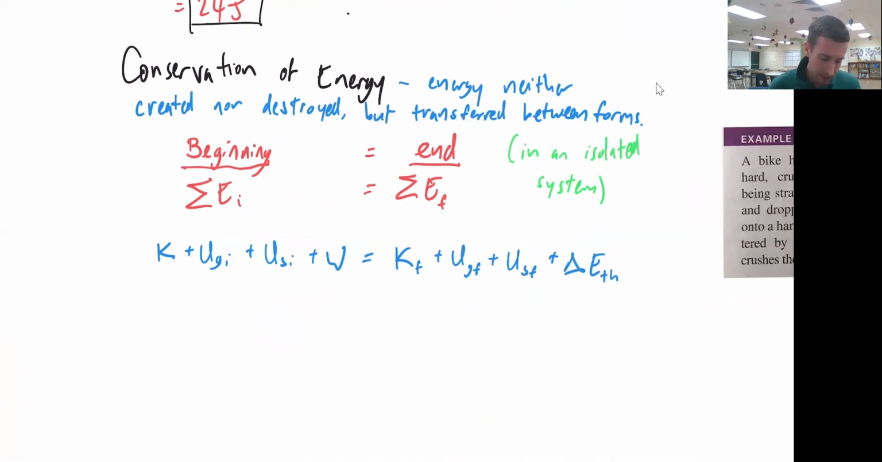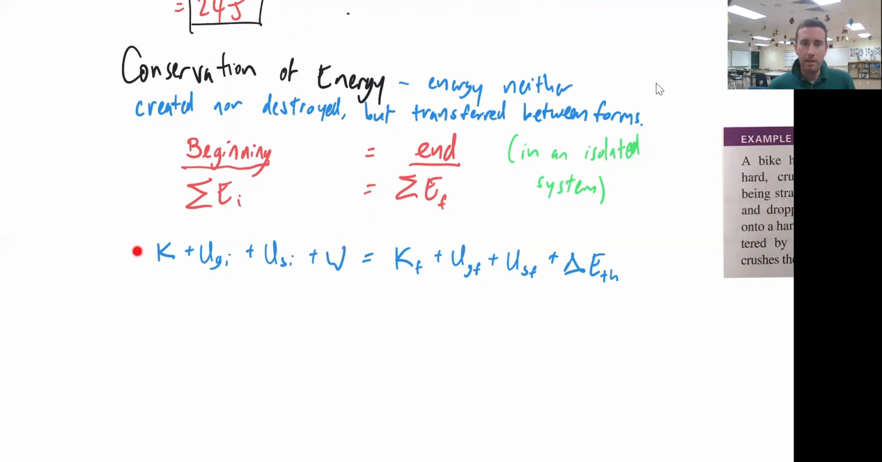So what this means is that in an isolated system, remember this is assuming we can keep everything within the same system, the total energy at the beginning, or the sum of all energies initial, is equal to the sum of all energies at the end, right? So the beginning has to be equal to the end.